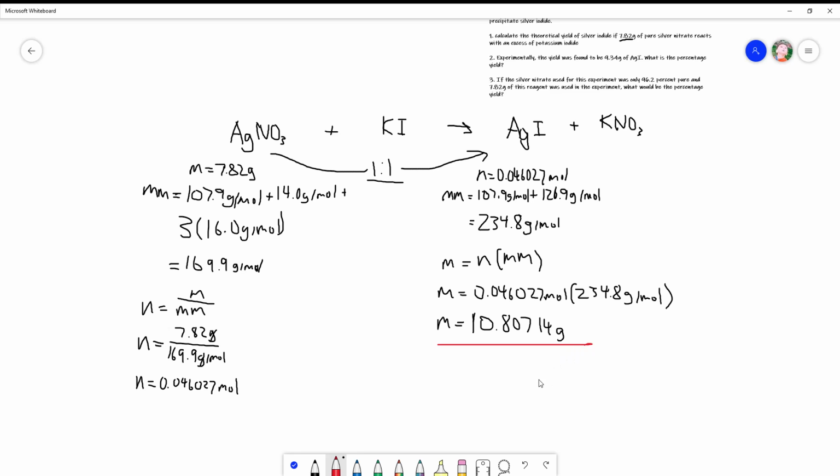So therefore, the theoretical yield of silver iodide is 10.80714 grams, if we took 7.82 grams of pure silver nitrate and reacted it with an excess of potassium iodide.